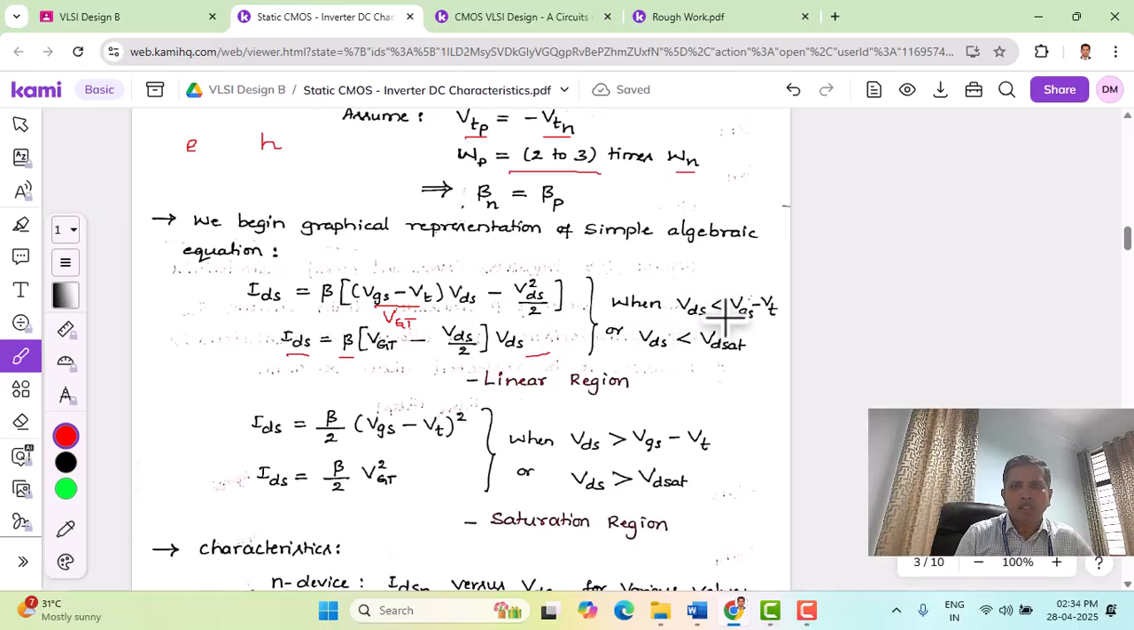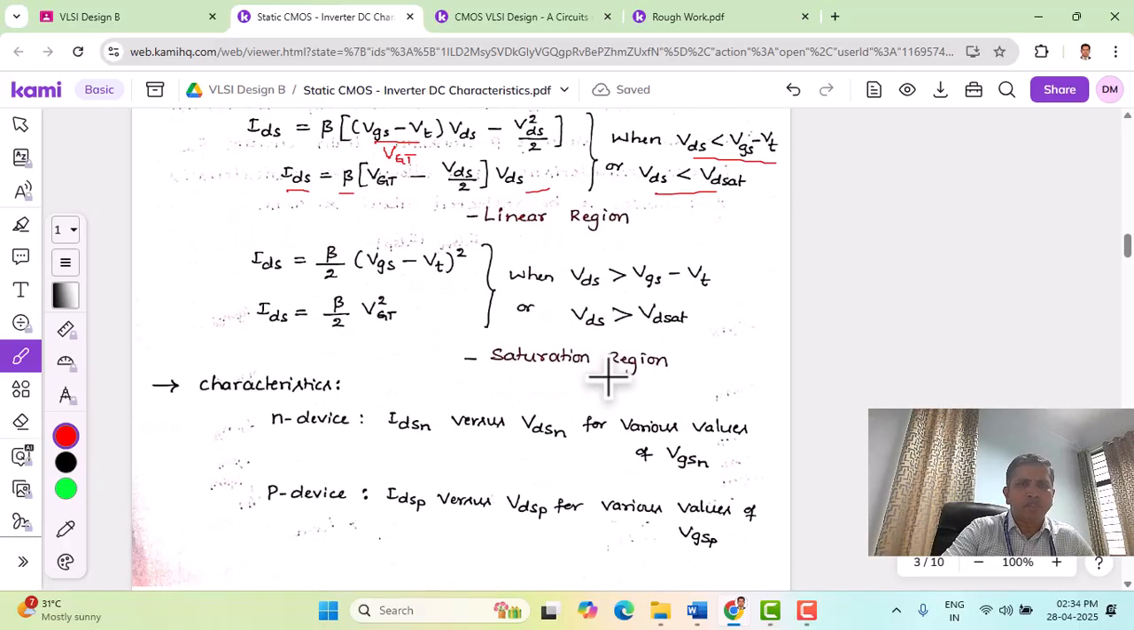When VDS is less than VGS minus VT, this is the condition required to be satisfied for the linear region of operation that we have seen in the table. Or shortly we can write this as VDS should be less than VDS sat. This is the current that flows in an NMOS transistor in the linear region.